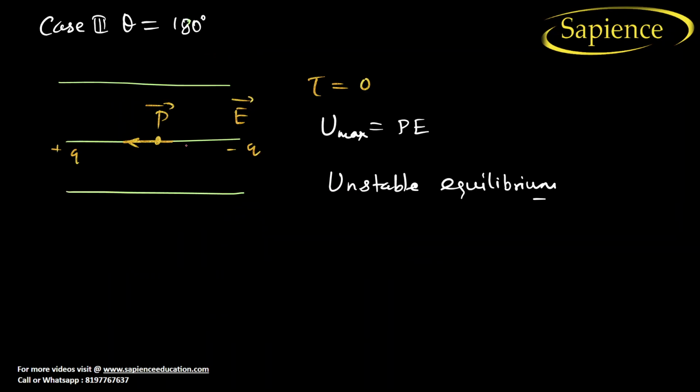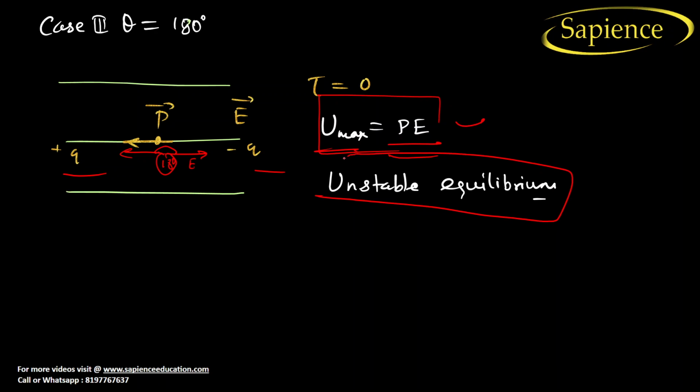Now next one, see here. Since the dipole direction is negative to positive, here the dipole direction is this direction, but the electric field direction is this direction. So what is the angle? The angle is 180 degrees. So this will be the maximum potential energy. If you want to find the maximum potential energy, the dipole should be placed in this direction. But this is your unstable equilibrium condition. So try to remember this, very important.